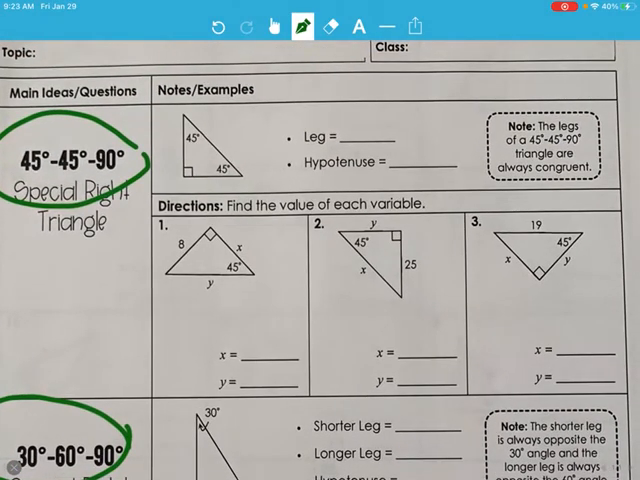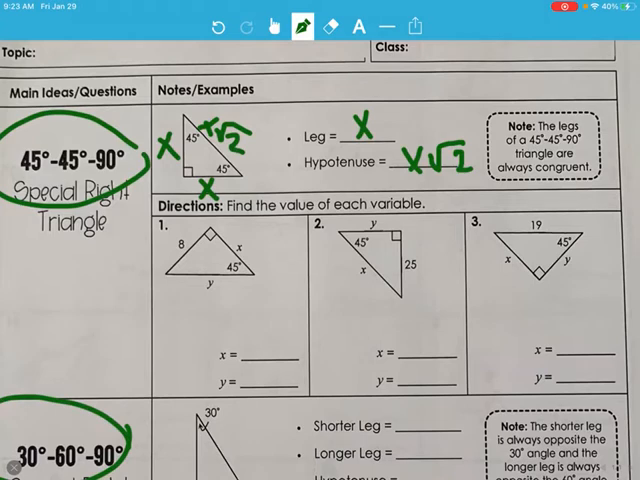So my legs, remember, legs are the sides that make up the right angle. Those are always represented by X. So I'm going to go ahead and put my X's in here. The hypotenuse, the side that is across the 90 degree, is always X times the square root of 2. And it's just that simple, and usually it's just a copy-paste situation.